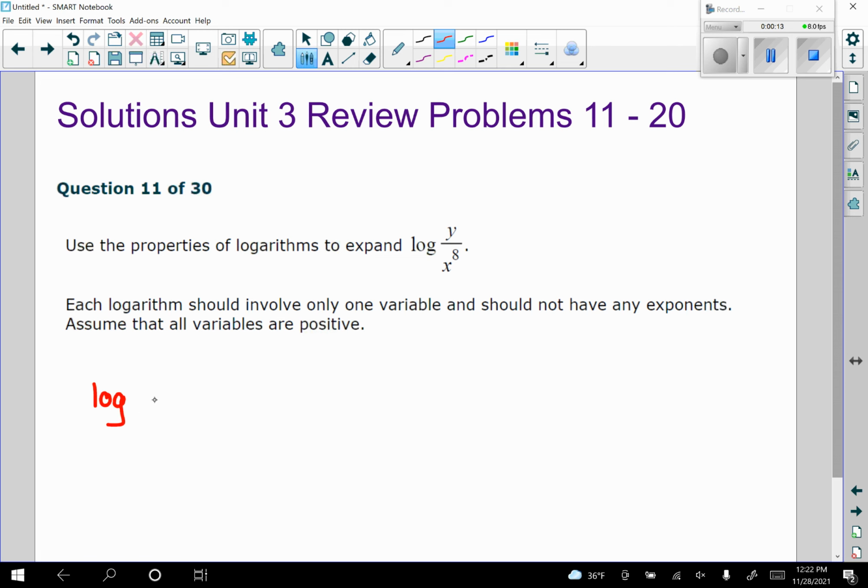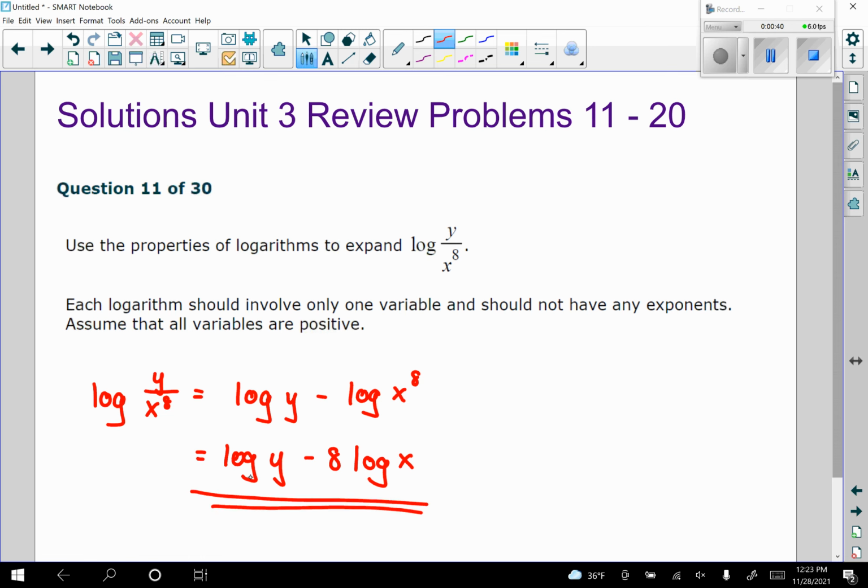So log is really base 10 of y over x to the 8th. Because we have a fraction here, we're going to subtract. So it first becomes log base 10 of y minus log base 10 of x to the 8th. But we still have to do something with the second term. So we have log y, and then that 8 will come down in front, minus 8 log of x.